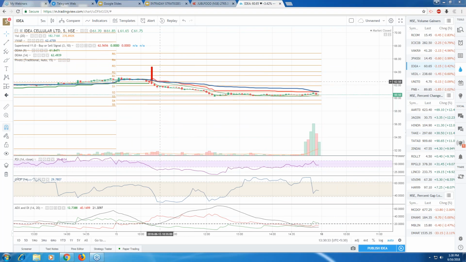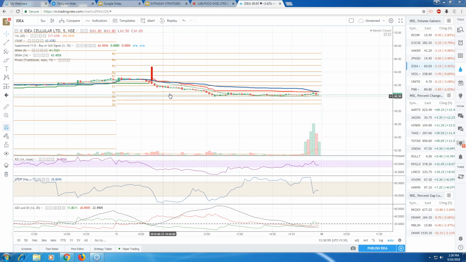62.20. The stop loss is going to be 62.55, and the target will be your first pivot point. You can keep moving your trailing stop loss up and up. But first your S2 will be your target. That means 60.90 will be your target. Keep shifting your target in the downward direction and keep getting more and more money, right? So these are the volume gainers.